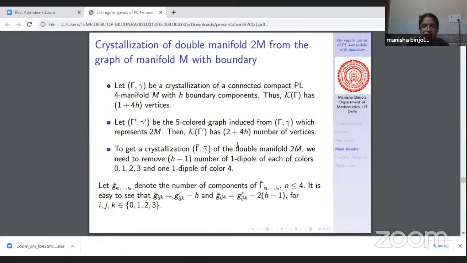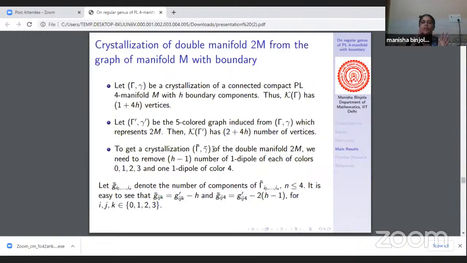And I've also discussed that the gamma dash has 2 plus 4h vertices. So it has one additional vertex, since the interior vertices do not get affected by this identification used to construct a double manifold. Now, what do we have in gamma?